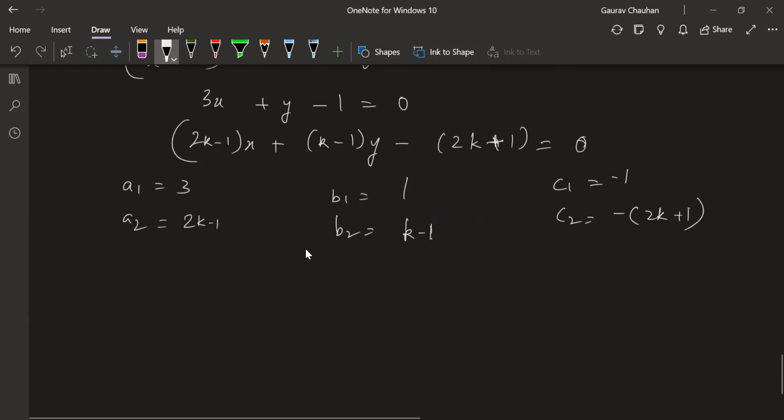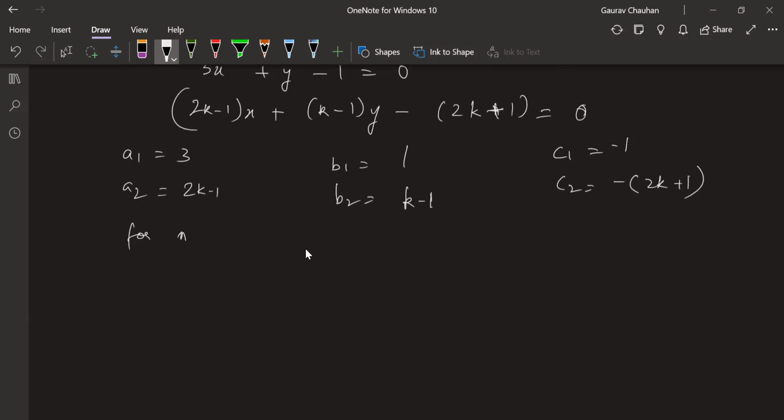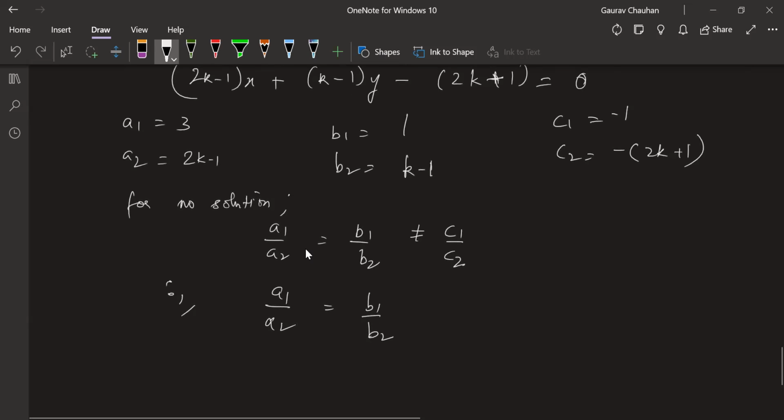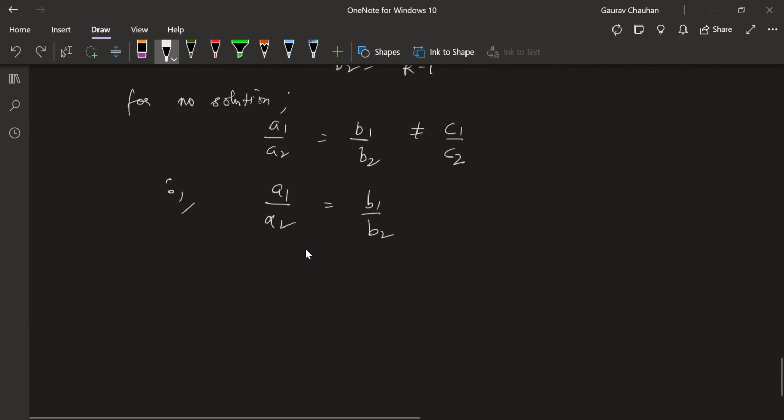Okay. For no solution, what do I have? A1 by A2 is equal to B1 by B2. Write this down, not equal to C1 by C2. Therefore, what do I only need? A1 by A2 is equal to B1 by B2. This much only I need, because the other condition will not help me in any way. I'm not going to get an equation from it.